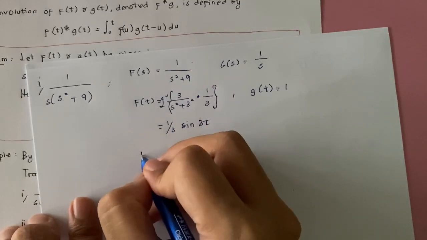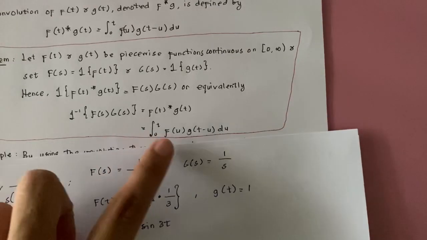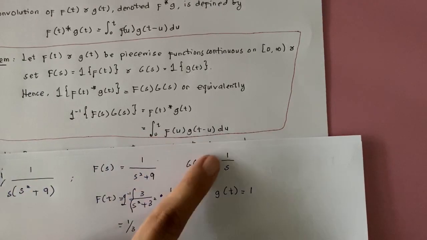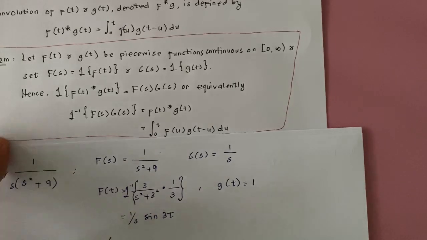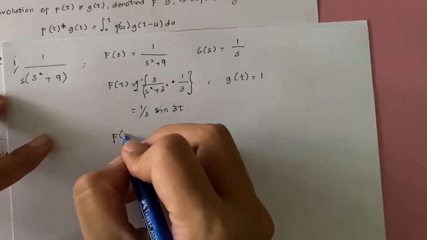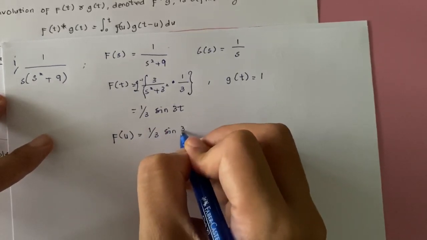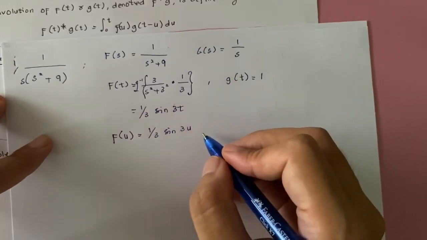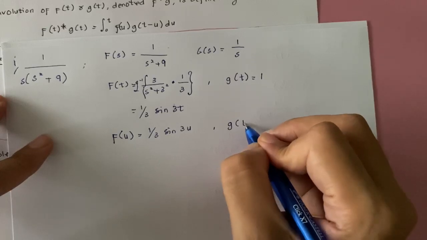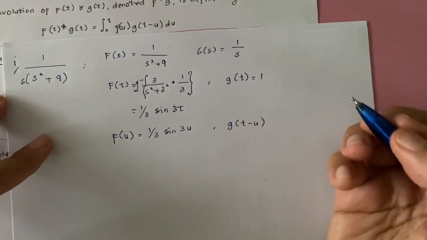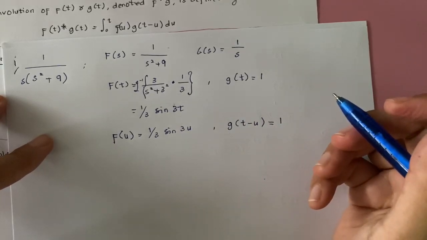The next step is to find f(u), because from the theorem we need to do the integration of f(u) and g(t minus u). So for f(t), write your f(u). This is 1 over 3 sine 3u. Instead of t, we substitute u. And for the g, we have g(t minus u), which in this case is equal to 1 as well.